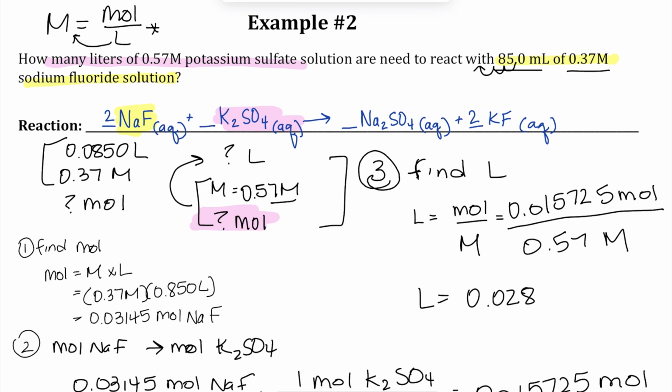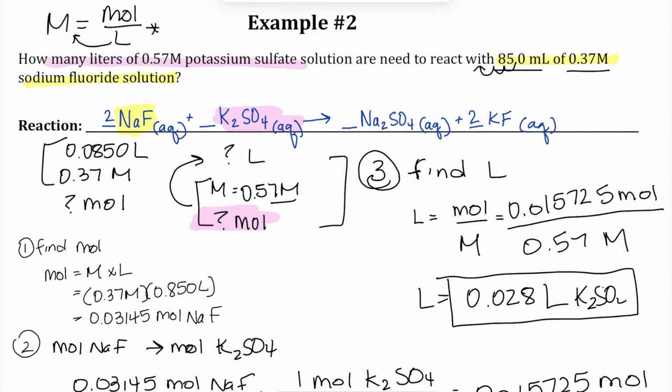I do that division, and then I get 0.028 liters. Go back to your original information on your sig figs. This is liters of our K2SO4 solution. You are going to go back to the original things you were given to look at your sig figs: 2 sig figs, 3 sig figs, 2 sig figs, to end up with our 2 sig figs here.